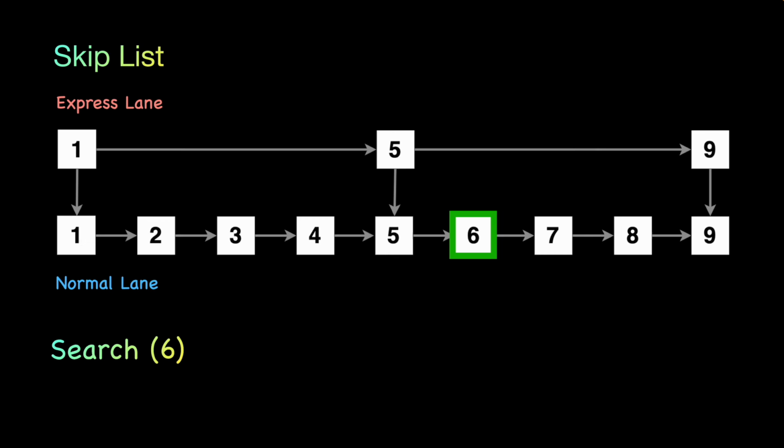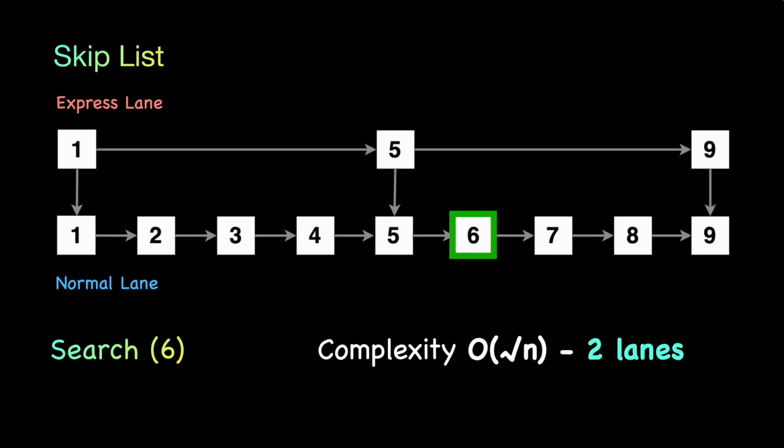What is the complexity? In the best case, what if we had to search for 5, or if there were millions of nodes, what would be the time complexity here? We remember we have only searched for square root of the number of nodes in the normal lane. So the complexity for two lanes is O of square root of n, right? And if we have to improve this even further, we can keep on adding more express lanes on top of that, right? Here we have only added one express lane, which makes the entire linked list a two lane linked list.